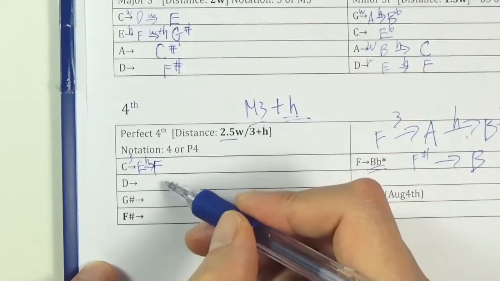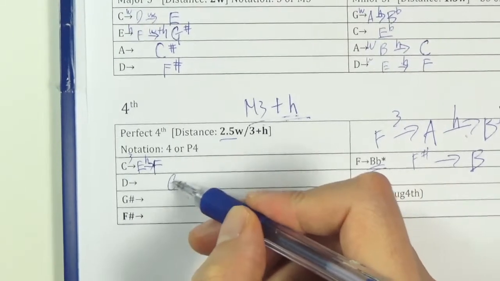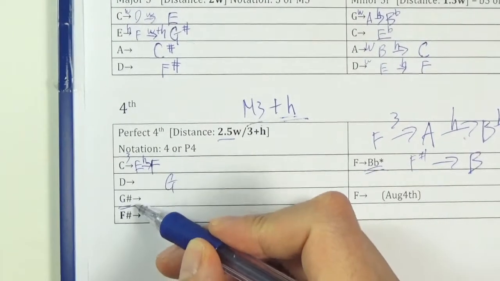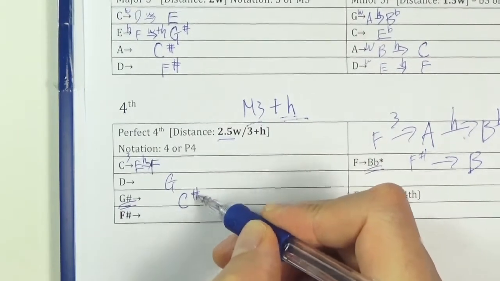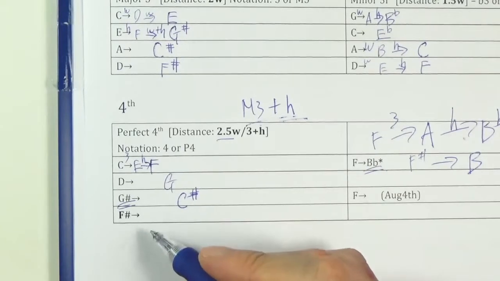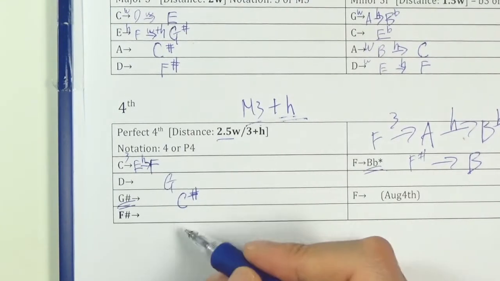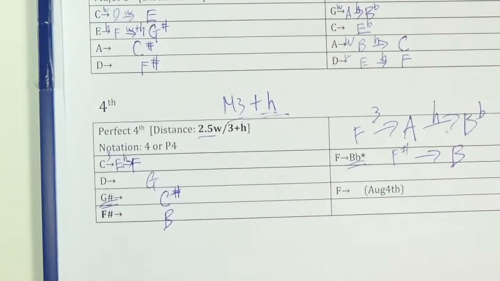So D, you just count it up. It's D, E, F, G. G sharp, no worries here. G, A, B, C. You just carry over the sharp. F sharp, F, G, A, B. We just did that over here. So B.